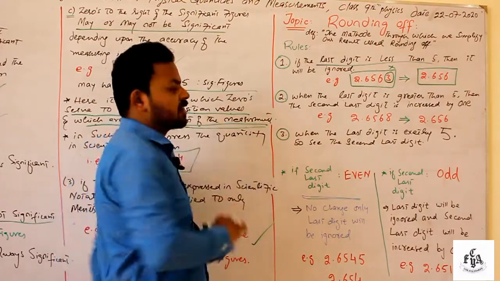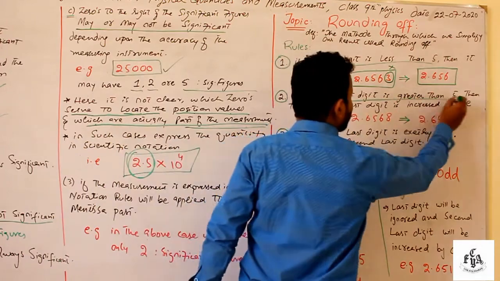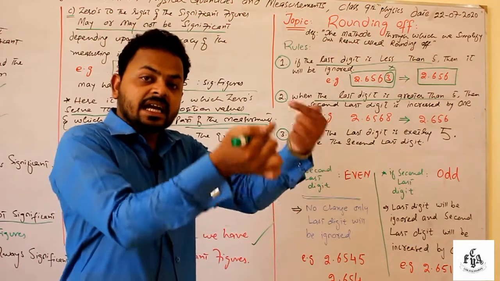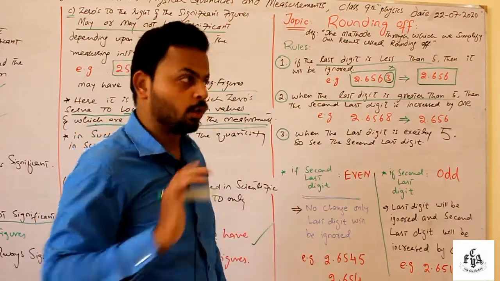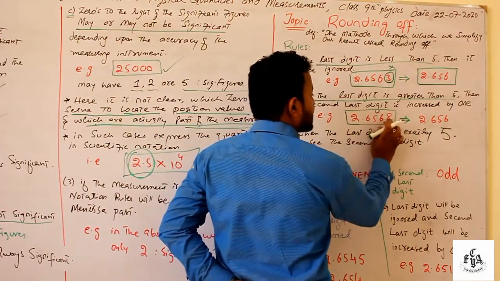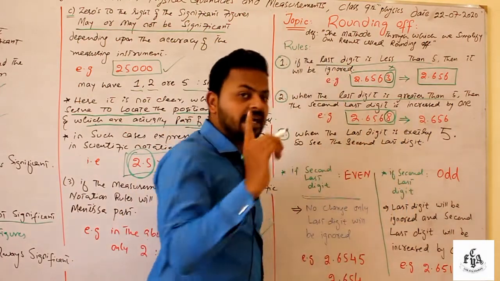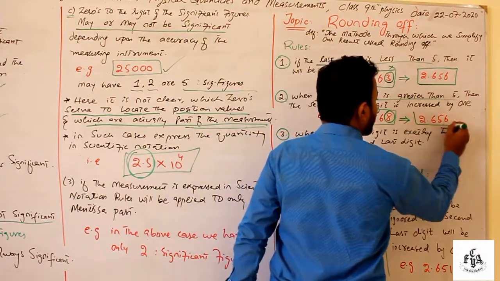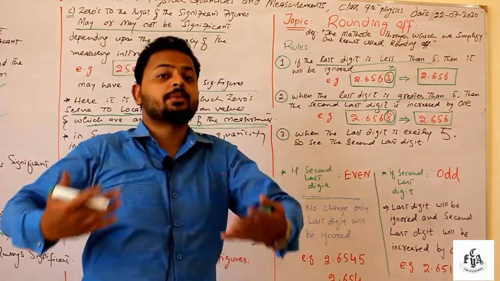Okay, now come towards rule number 2. If the last digit is greater than 5, then the second last digit will be increased by 1 and the last digit will be ignored. Look, we have a reading 2.6568. The last digit is 8, which is greater than 5. So we will round it to 2.657.